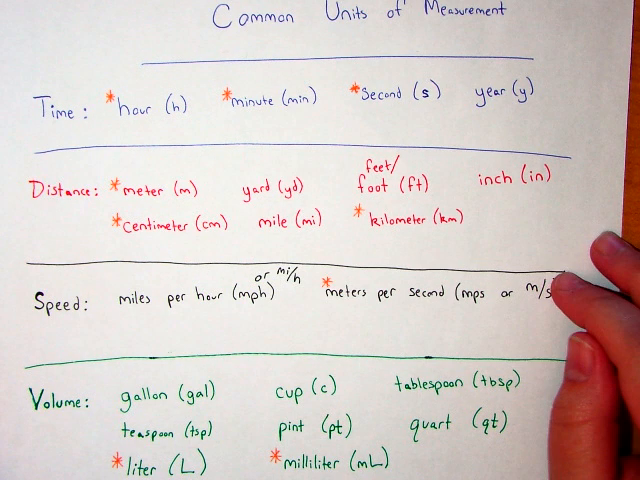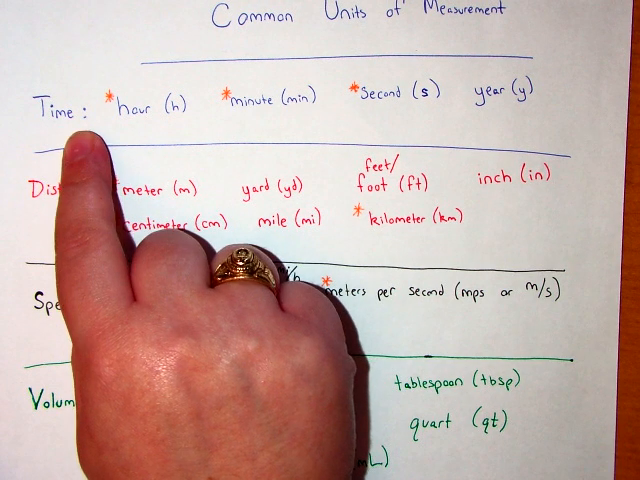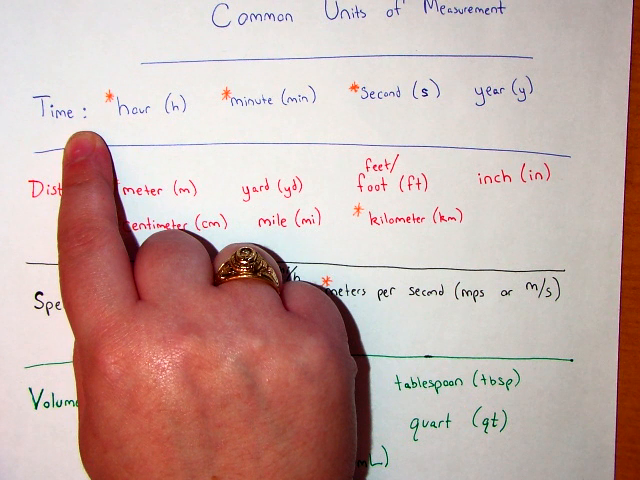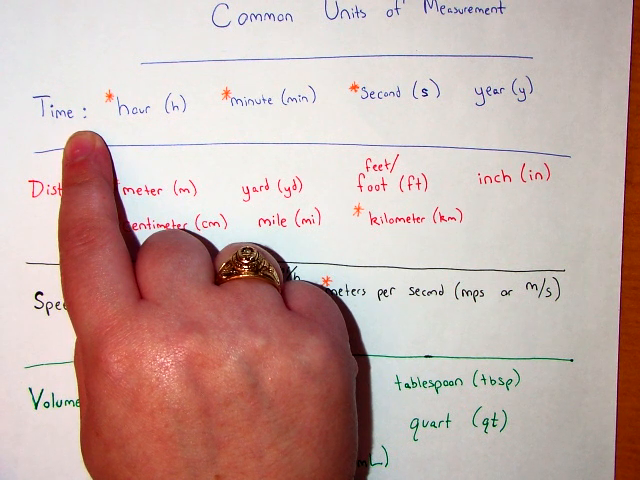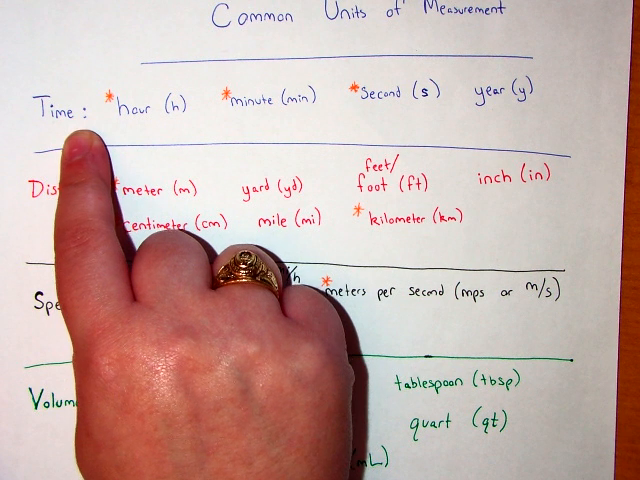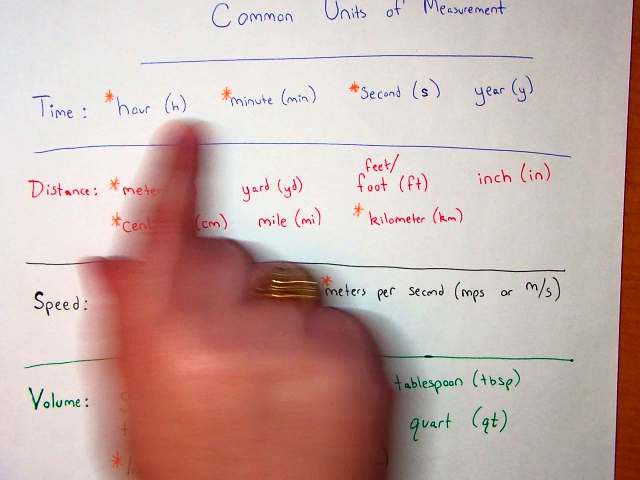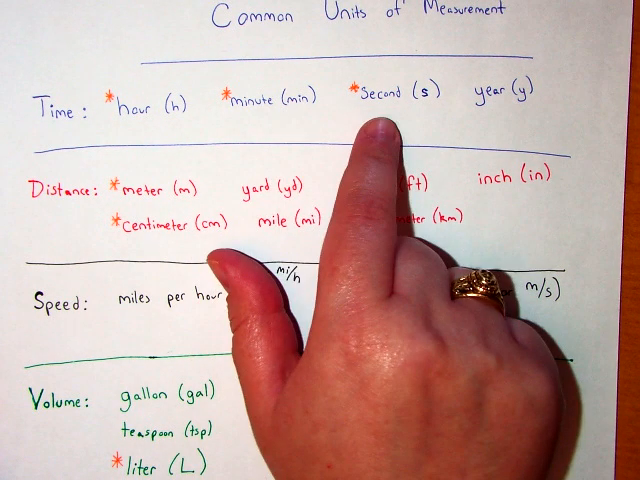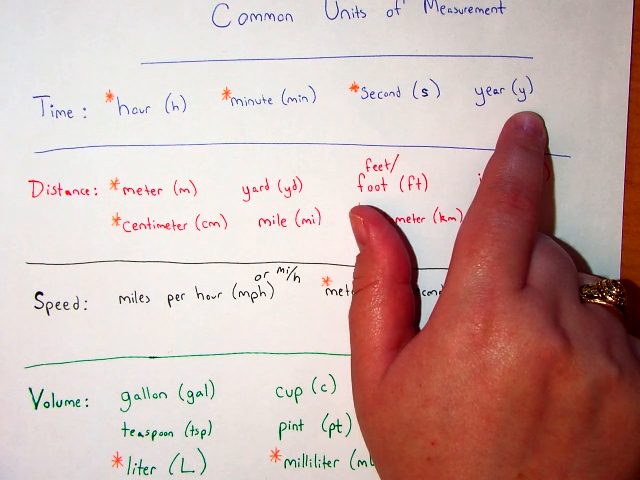All right, so we have different types of measurements that we need to take. Sometimes we need to take time measurements. Time measurements could be recorded using a clock or a stopwatch or some other device used to measure time. So our different time units are going to be the hour, lowercase h, minute, lowercase min, second, lowercase s, and year, lowercase y.